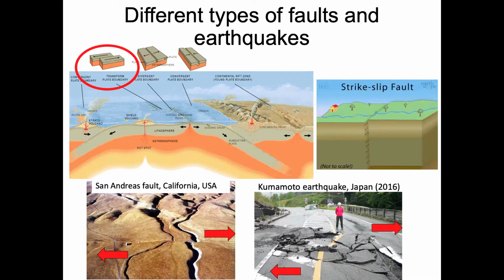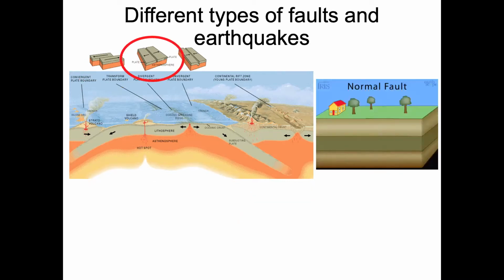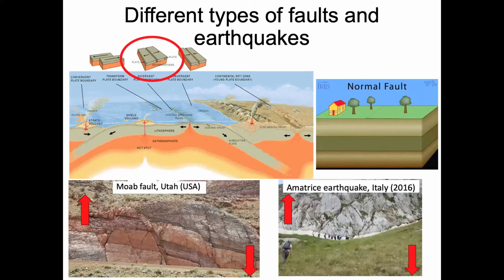The second type of faults and earthquakes are normal faulting earthquakes. So these are faults that accommodate extension. So, for example, plates pulling apart from each other. And these faults, I've already shown you one example of this. So this is the Moab Fault in Utah, and in this you can see that the rocks are being offset vertically from each other. So normal faults include vertical movement, whereas strike-slip faults are just side-by-side movement.